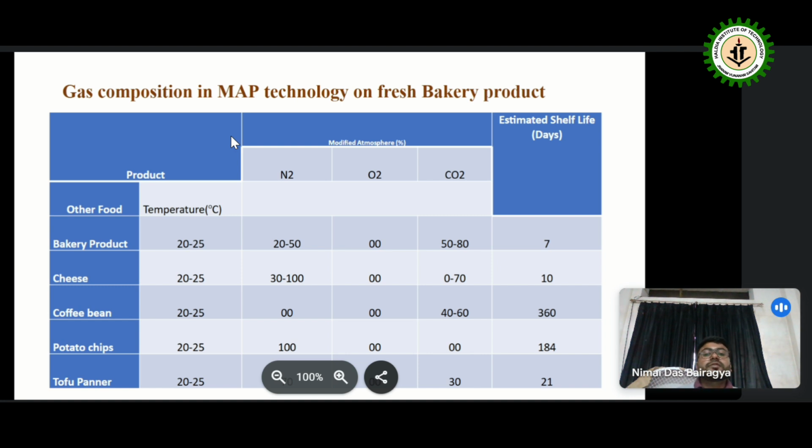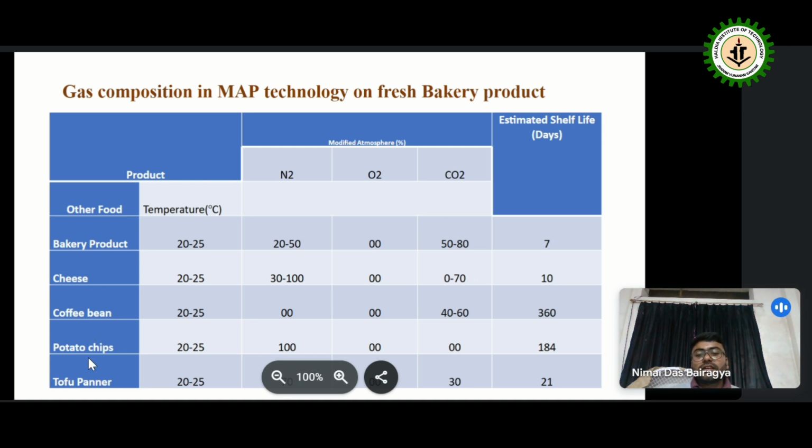So, gas combination in the modified atmosphere technology for fresh bakery products. For bakery products like bread or biscuits, we can keep them at room temperature, at ambient temperature, 20 to 25 degrees Celsius, and the combination of the gases will be 20 to 50% nitrogen, oxygen 0%, and carbon dioxide 50 to 80%, and the extended shelf life will be 7%.